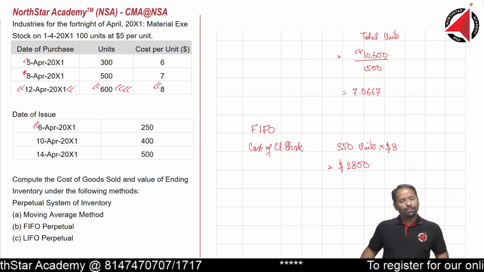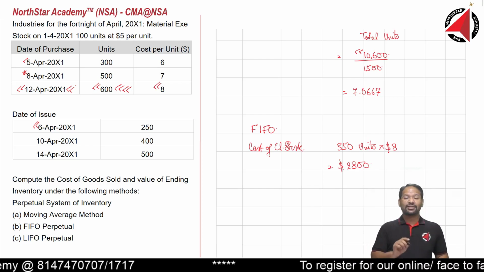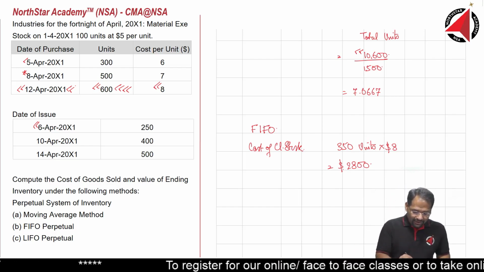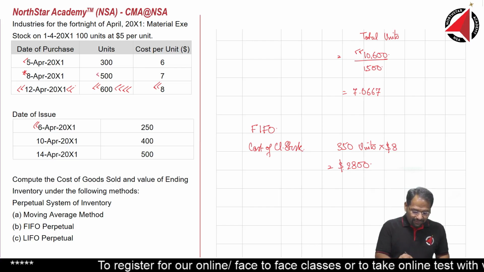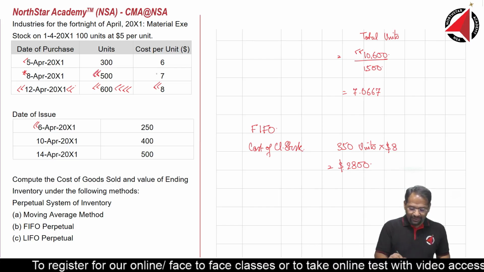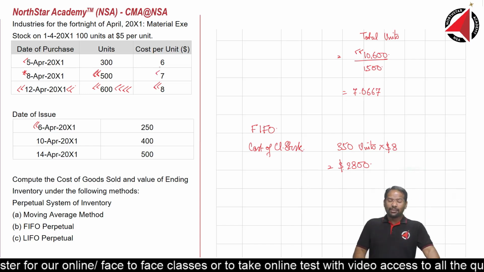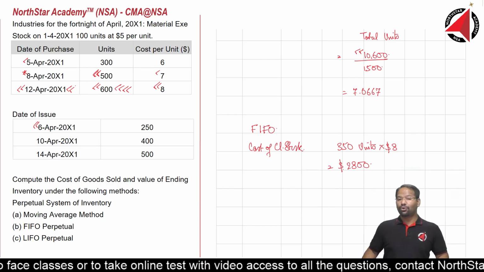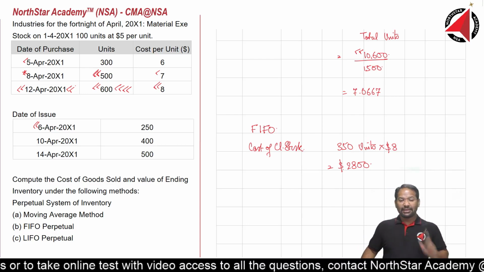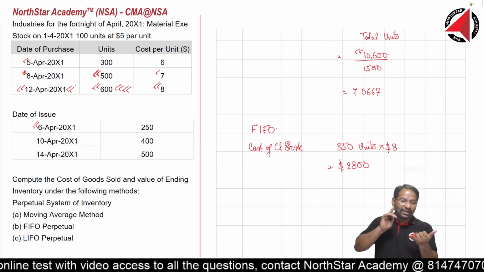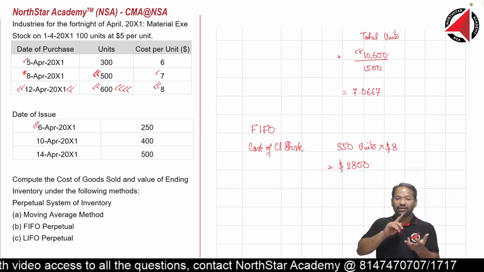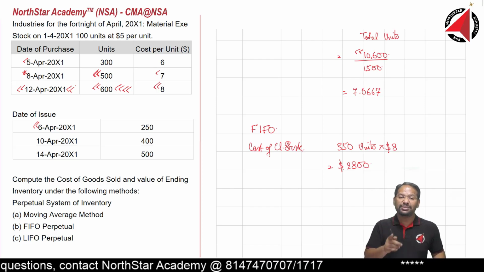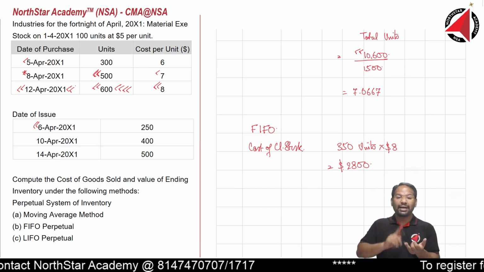Now, important points. Suppose this was not 600 and this was 200. Then what would we have done? We would have taken 200 into 8, and another 150 we would have taken from here, 150 into 7. All right. But I mentioned to you that at the end, I will tell you one very important thing. The most important thing here is the FIFO method. Remember, whether you calculate the value of closing stock or the value of cost of goods sold, both values will always be the same. I repeat, they will always be the same under FIFO periodic and FIFO perpetual.